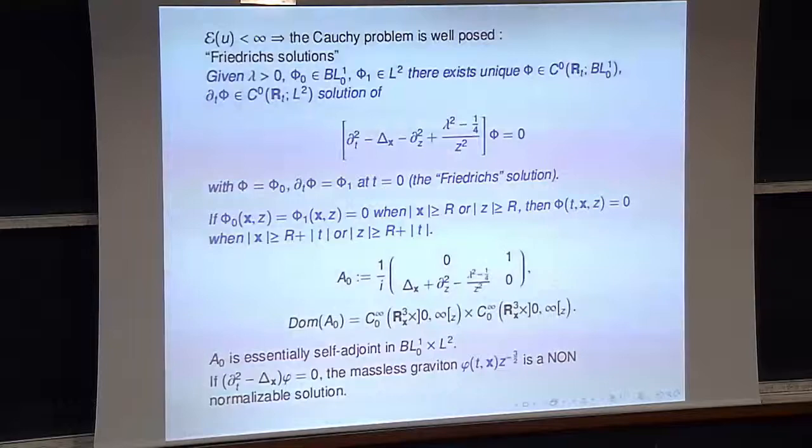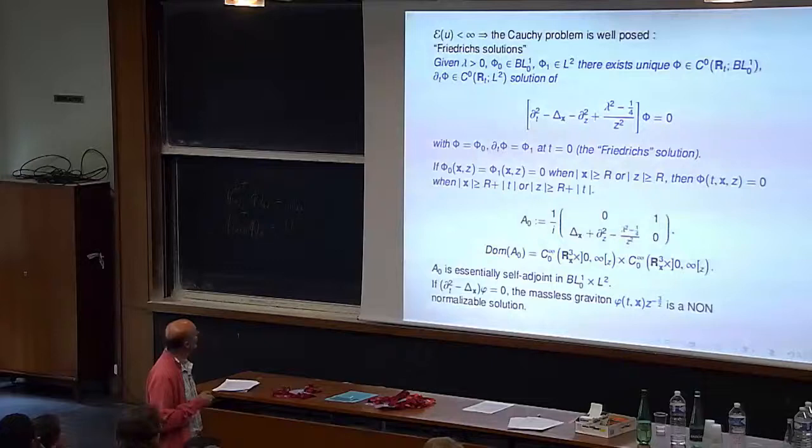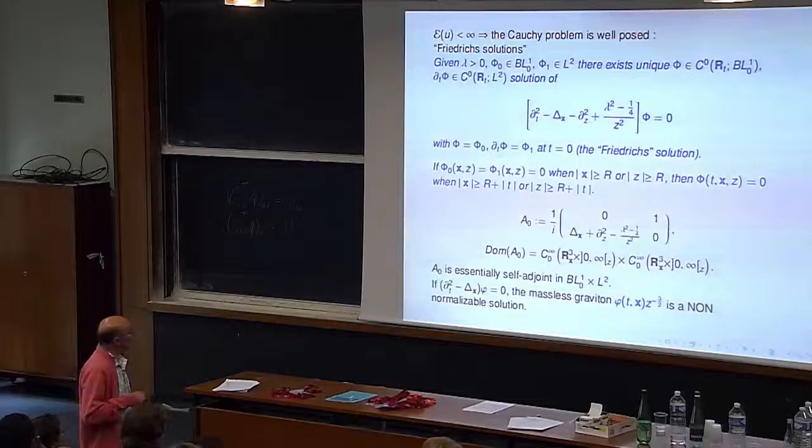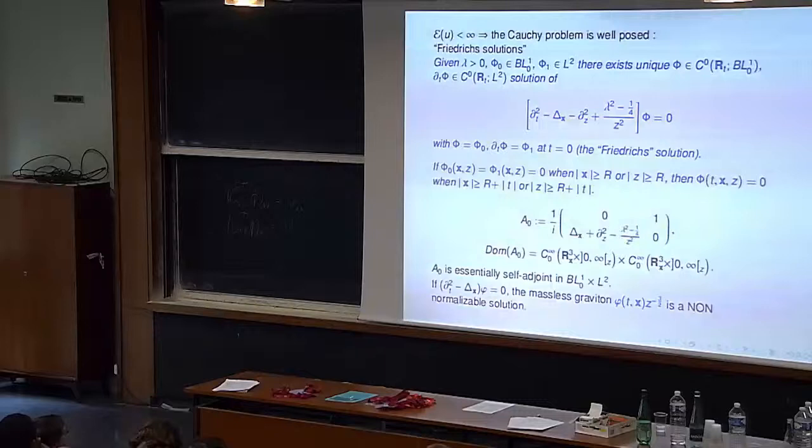The Cauchy problem is easily solved by a spectral approach. There is a unique solution with the initial data given in BL1 and L2, with the usual properties of causality. The proof is very, very simple. So we have constructed finite energy solutions in anti-de Sitter spacetime, satisfying a condition on the boundary, which is simply the Dirichlet condition.